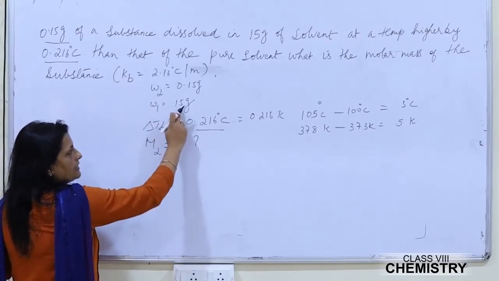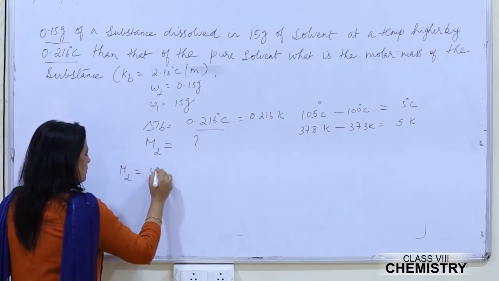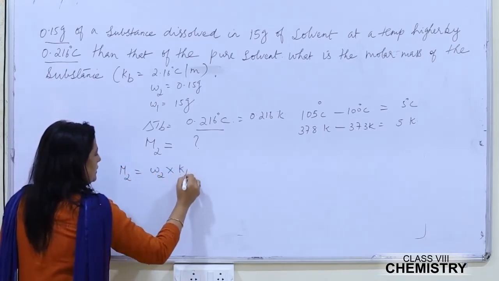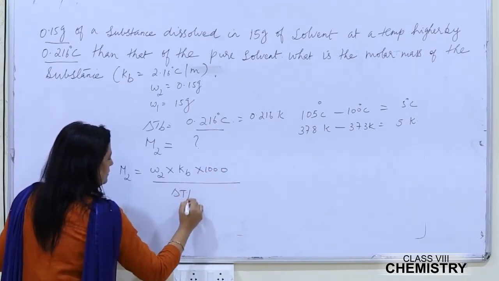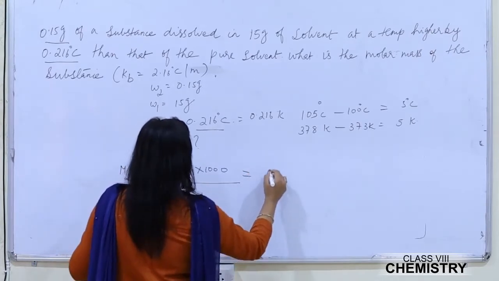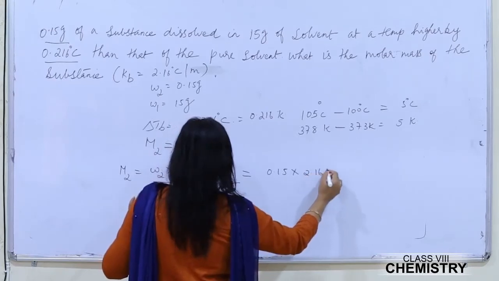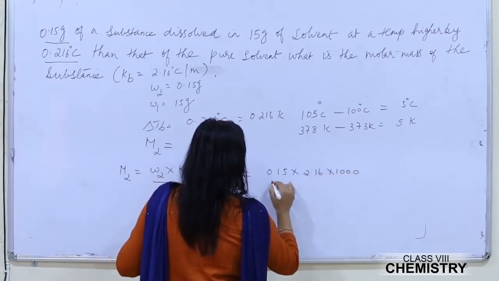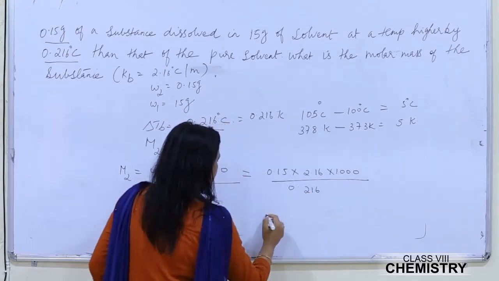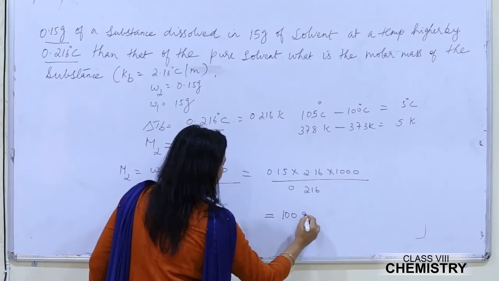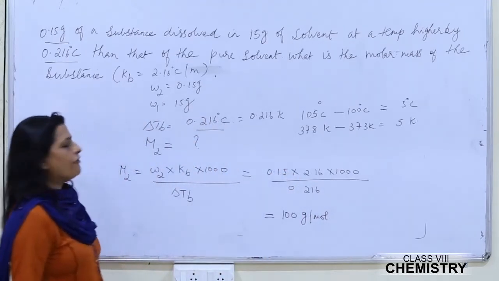Now mass of the solvent is given in which unit? Grams. So you can directly use this equation. M2 is equal to W2 into Kb into 1000 divided by delta Tb. So which will be equal to 0.15 into 2.16 into 1000 divided by 0.216. So when you calculate it, it comes to be 100 gram per mole. So this is how you have to do the numericals.